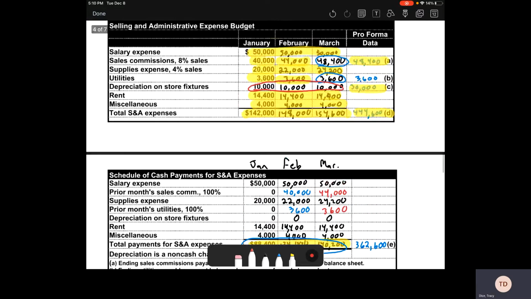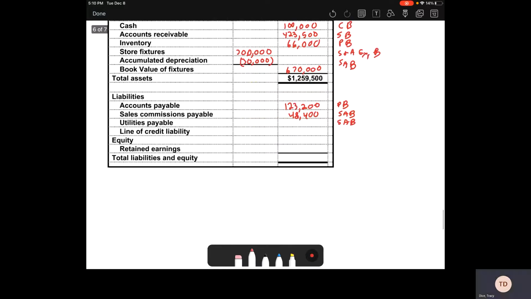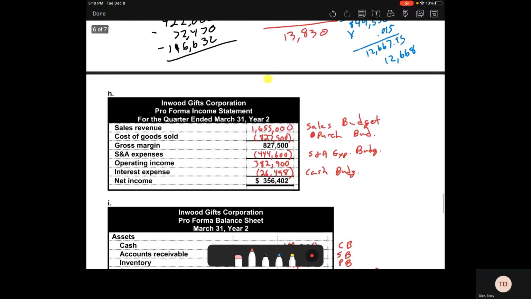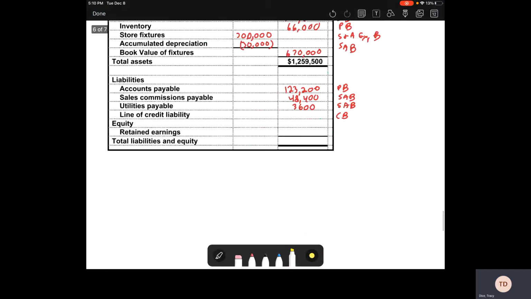So our utilities payable, we still owe that 36. That's part B. And then we've got to figure out what our line of credit liability is. And that's going to come from the cash budget. So what do we have left? We've got that 727,898 from part E left. So our line of credit, 727,898.